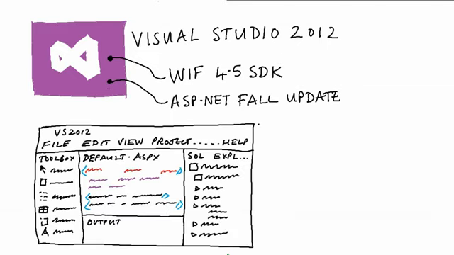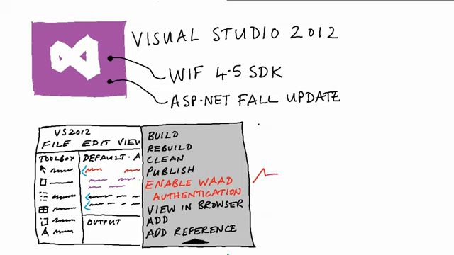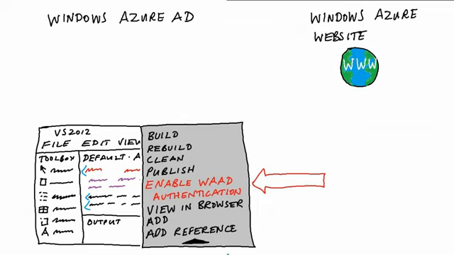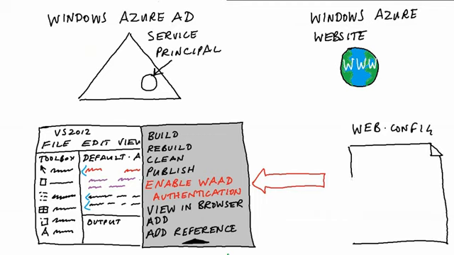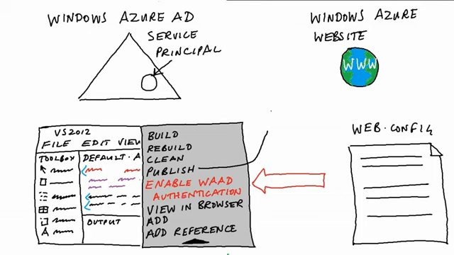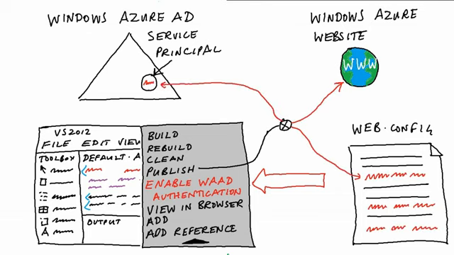The context menu shows a new option, Enable Windows Azure Authentication. You're just prompted for the administrator credentials of your Windows Azure AD tenant, and from that point on, the creation of the service principal and the configuration of WIF in your application is done for you. You can even use the Publish item in the context menu to push your web app to a Windows Azure website, and the tool will update the configuration to work in the cloud for you.